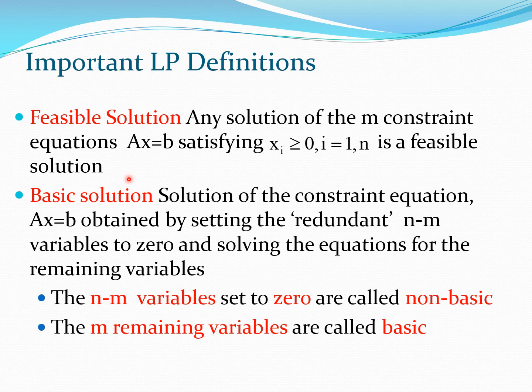Now a basic solution is a solution of this equation Ax equals b obtained by setting the redundant n minus m variables to 0 and solving the equations for the remaining variables. So n minus m variables set to 0 are called non-basic. One way I remember this is, non-basic are null, so essentially 0. So we take n minus m variables and set them to null, and these are the non-basic variables. So n for non-basic, n for null. The m remaining variables are called basic variables.